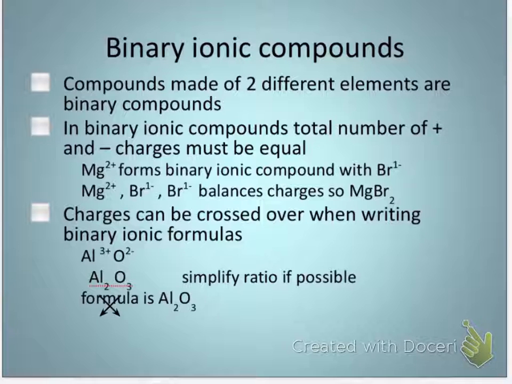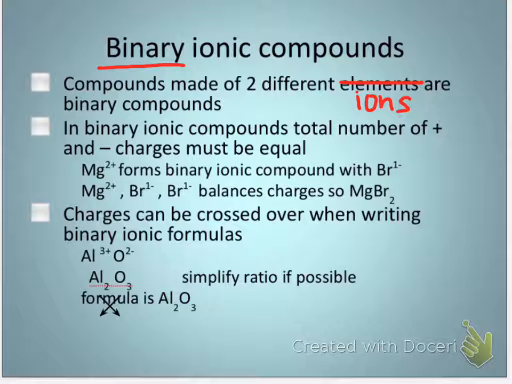Prefix bi means how many fingers? 2, bicycle. So, binary ionic compounds are compounds that are made of 2 different elements. And if they're ionic, they're made of 2 different ions. So I'm going to even change that to ions, or ions of 2 different elements, however you want to put it.